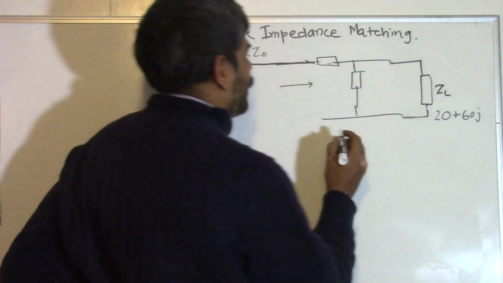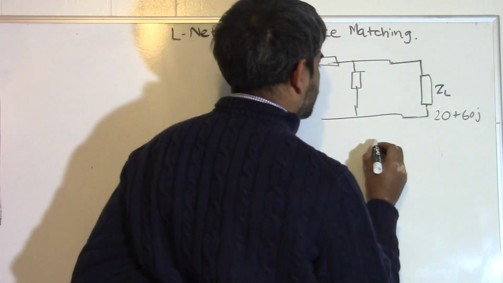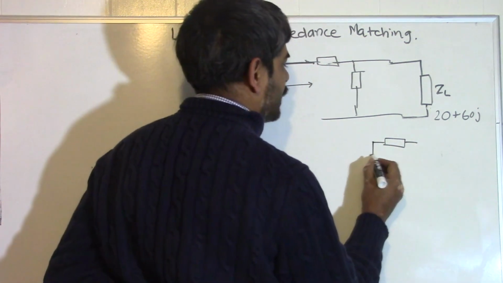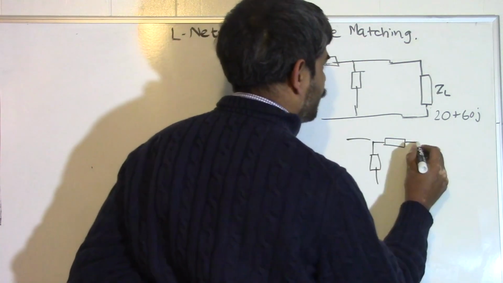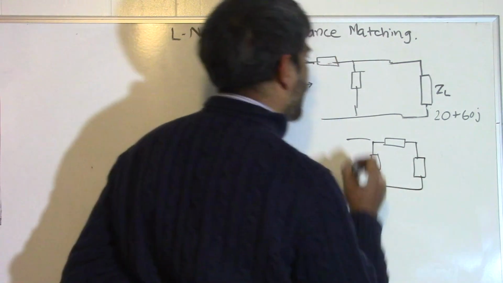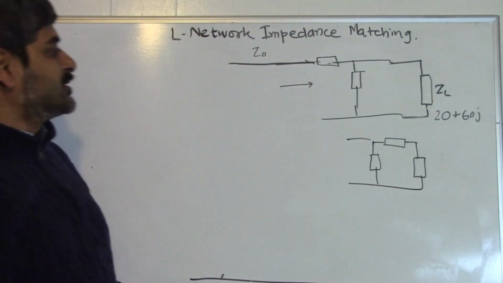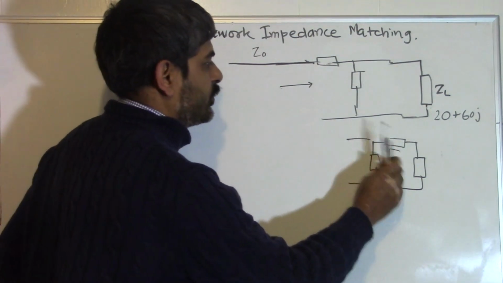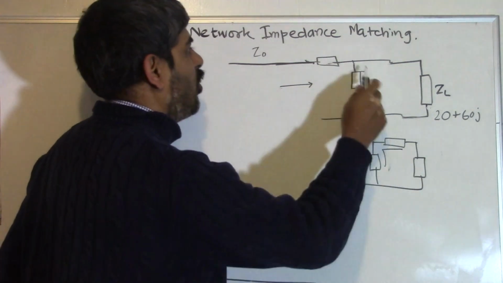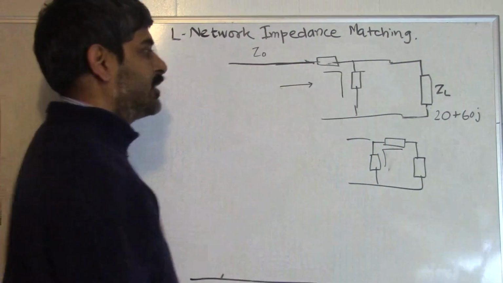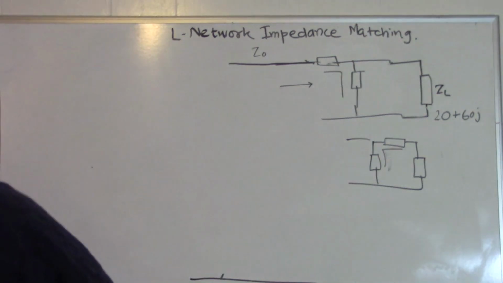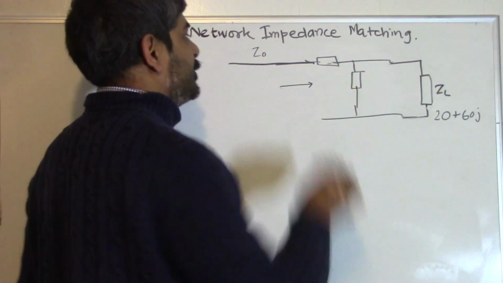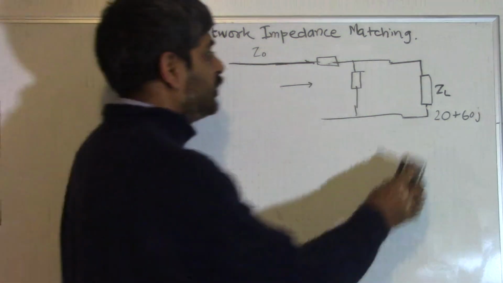There is another type of matching network which is done by inserting a series element first, closer to the Z0, and then a shunt element. Both of them are called L network impedance matching networks, because this looks like an L here or an inverted L here, and both of these networks are simple to design and very precise for a given frequency.